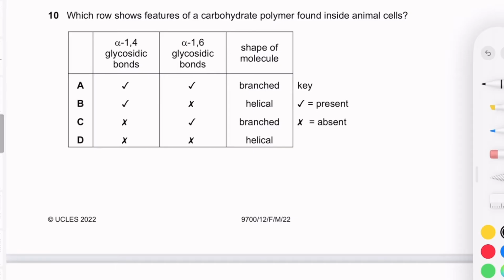Which row shows features of a carbohydrate polymer found inside animal cells? So, carbohydrate polymer inside animal cells, we have glycogen, and glycogen has both alpha 1,4 glycosidic bonds and alpha 1,6 glycosidic bonds, and it's highly branched in shape, more branched than amylopectin, which is a compound that forms part of starch in plants. And so that is A.